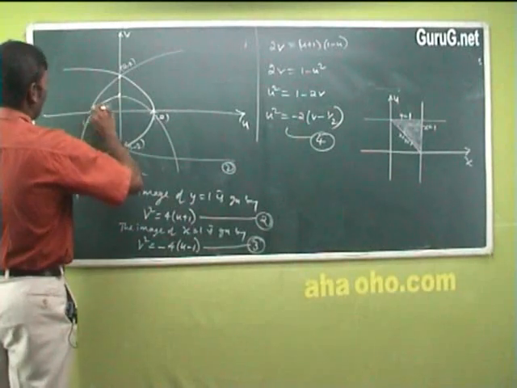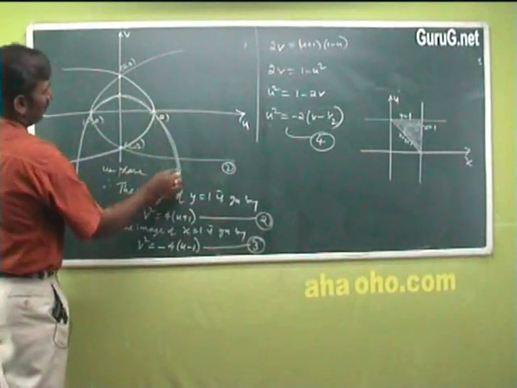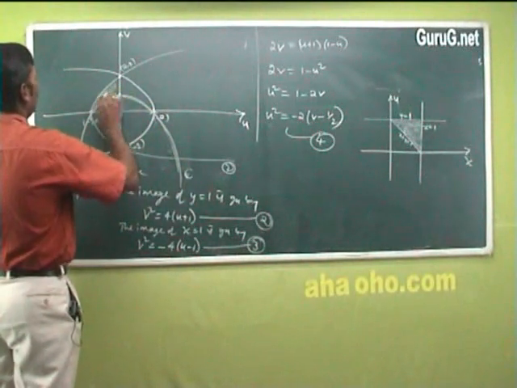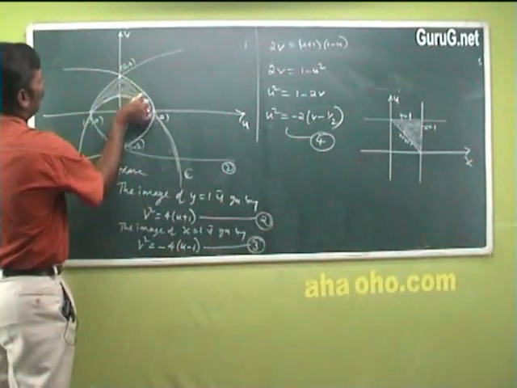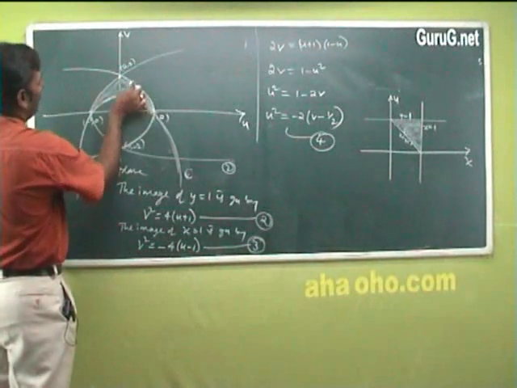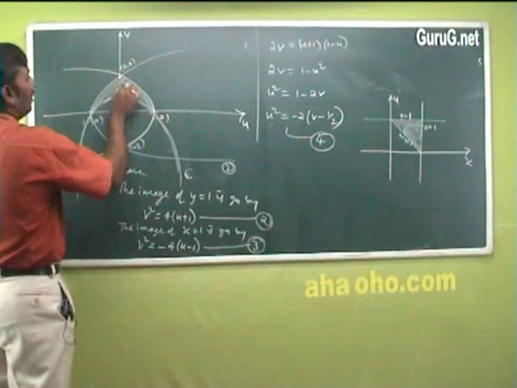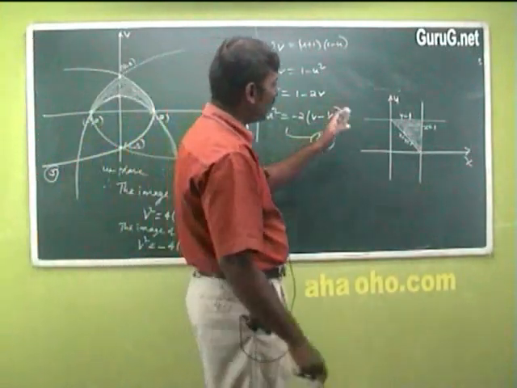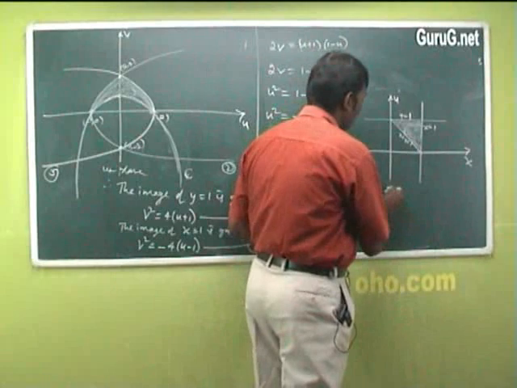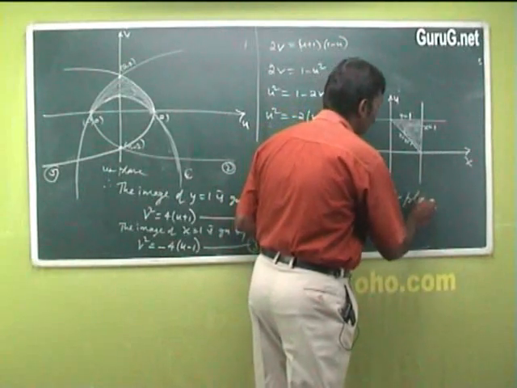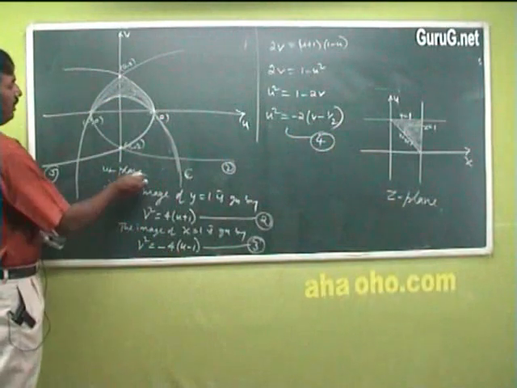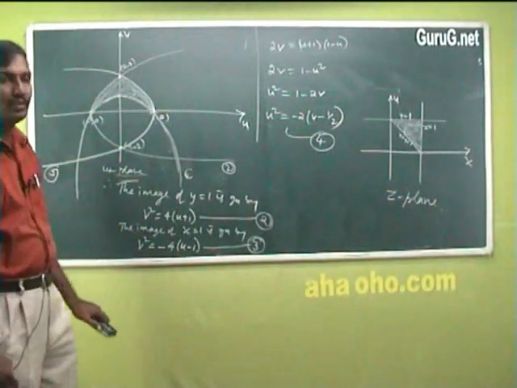So this is a parabola. This is equation number 4, which gives a fish shape. So under the transformation w equal to z squared, the region in the z plane is transformed into the region in the w plane like this, right? Clear? Right.